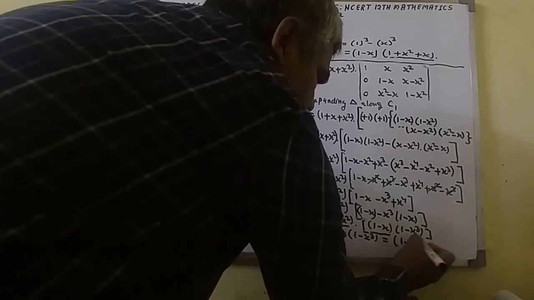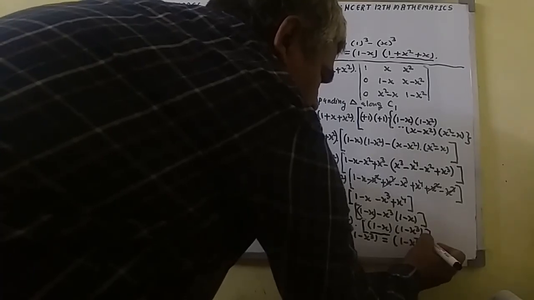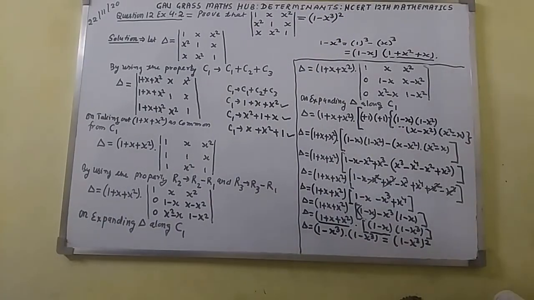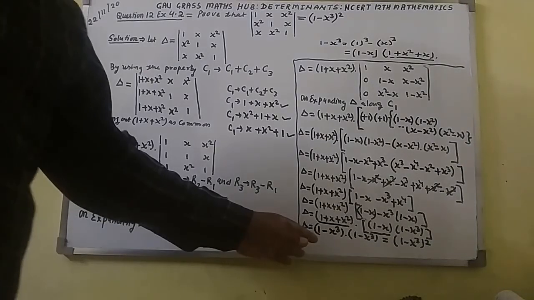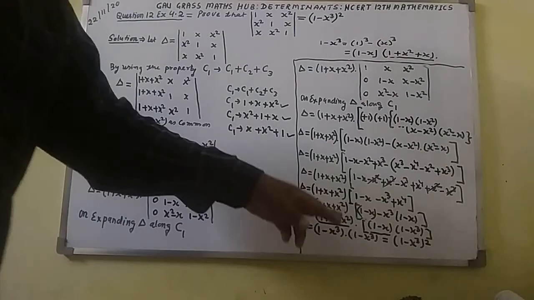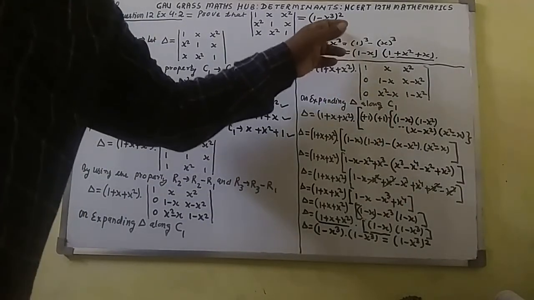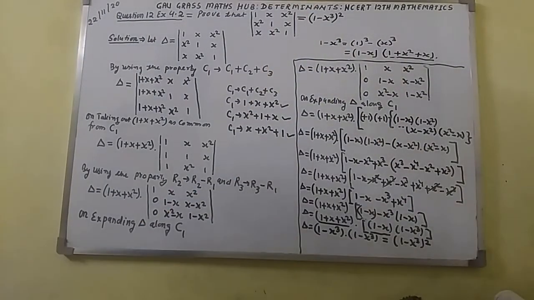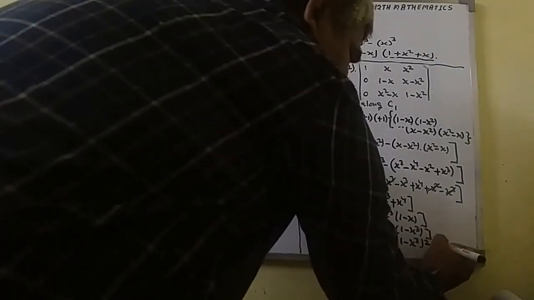So here I can write 1 minus x cube in one bracket, in another bracket 1 minus x cube. You will get 1 minus x cube whole square. So this thing I have proved here, det equal to 1 minus x cube whole square. You have got the same thing as given in the RHS here. So here I shall write equal to RHS.